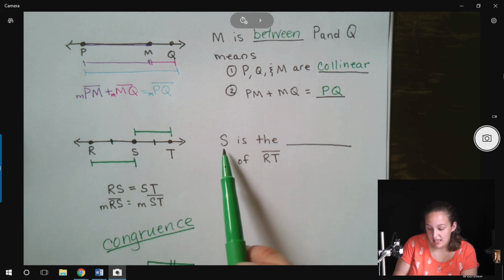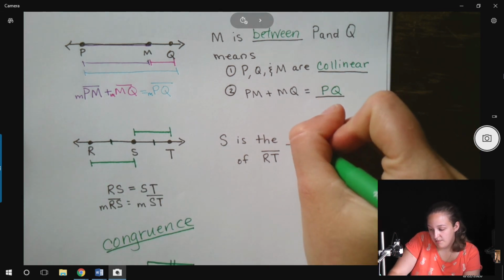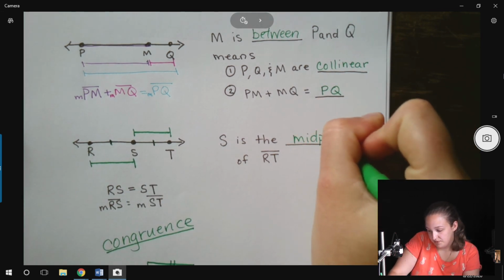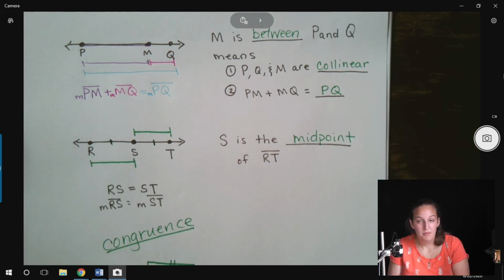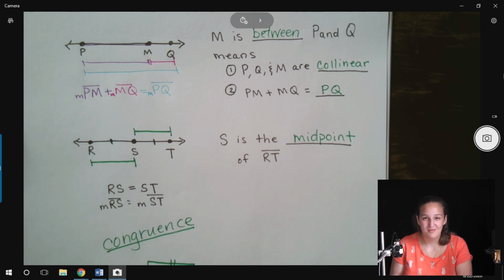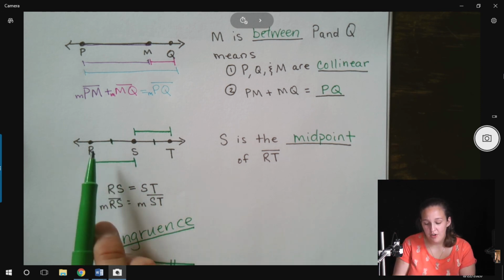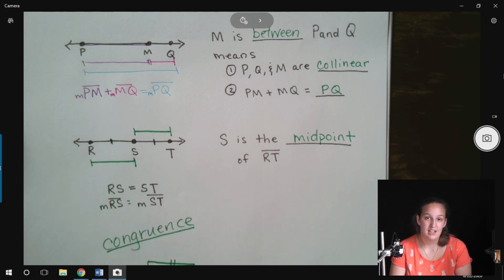In this case, S is what we call the midpoint of RT. We're going to talk more about midpoint in just a little bit in your next video. But just so you know, that's the word for that. And we know that because those two segments are equal.